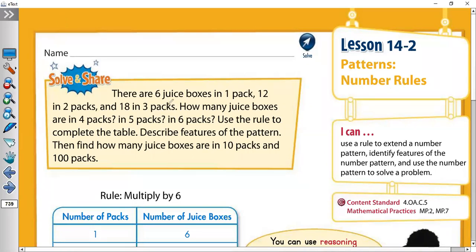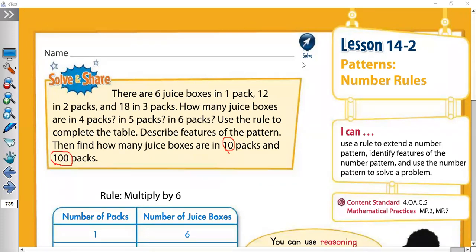There are 6 juice boxes in one pack, 12 in 2 packs, and 18 in 3 packs. How many juice boxes are in 4 packs? In 5 packs, in 6 packs. Use the rule to complete the table. Describe features of the pattern, then find how many juice boxes are in 10 packs and 100 packs.